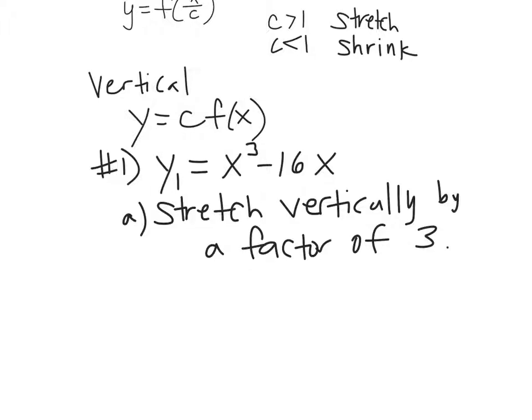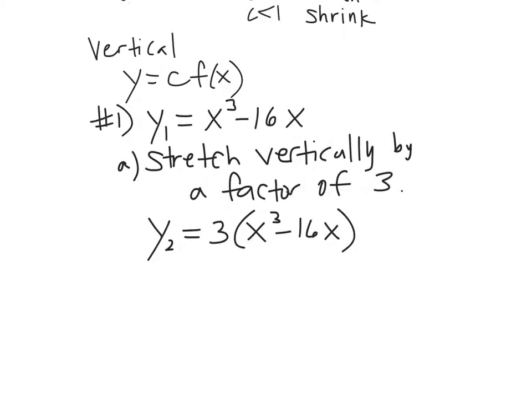All right, so when you have a vertical stretch, it's pretty simple. You're going to take that constant and multiply it times your function. So we'll call it y2. So y2 would equal 3 times the entire function, x cubed minus 16x. And then go ahead and clean it up. And we write that y2 is equal to 3x cubed minus 48x.